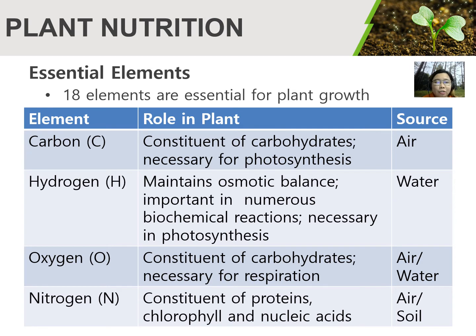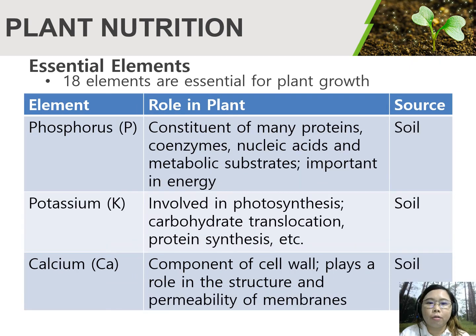Nitrogen is a constituent of proteins, chlorophyll, and nucleic acids. Now let's go to phosphorus, potassium, and calcium. Phosphorus is a constituent of many proteins, coenzymes, nucleic acids, and metabolic substrates. It is also important for energy metabolism.